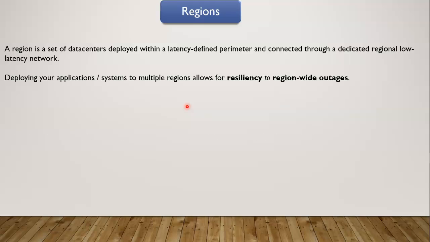And that's mostly so Microsoft can guarantee that they will be able to communicate with each other over the fiber optic network as quickly as possible. So they are no more than a certain amount of miles away from each other.